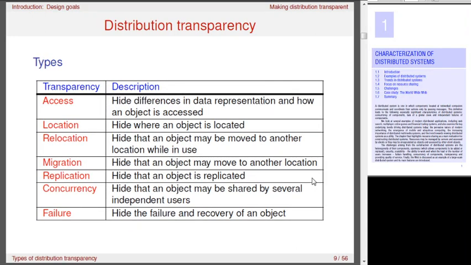Now let me tell you about distribution transparency. As you have seen, we want to hide some of the information from the user. One is access transparency: we want to hide differences in data representation and how an object is accessed. We want to hide the detail of these things. Location transparency means we want to hide where the object is actually located.